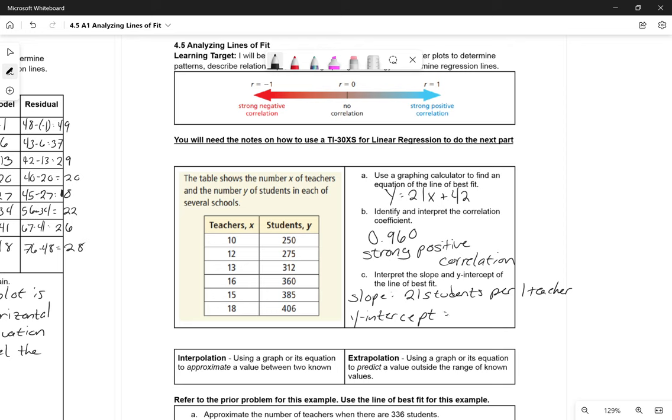That would mean there are 42 students running a school with no teachers, which would never happen. So the y-intercept in this case has no information given. It is not needed. So it does not have any useful information because it does not work in this case.